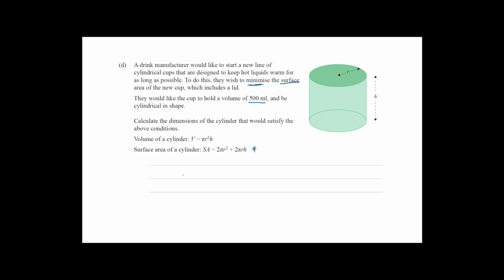Now I suspect at some point they're going to tell you that 1 mil is actually equal to 1 cubic centimeter, because these are in centimeters. Well, are they in centimeters? They must be pretty big cups if they're in meters. So I'm going to presume that that's in centimeters. I'm just going to pause the video to check. So I think 1 mil is one cubic centimeter.